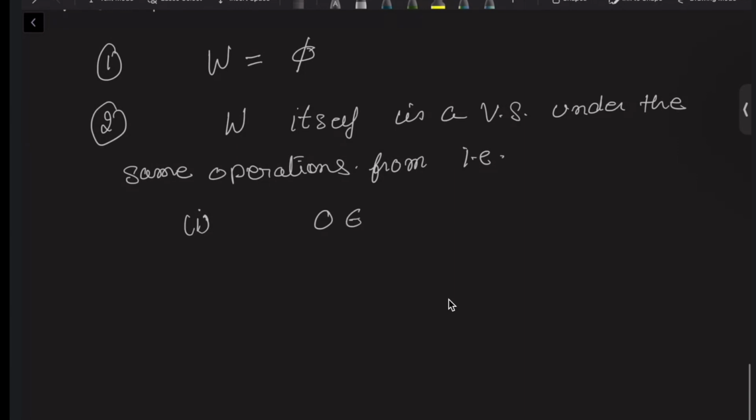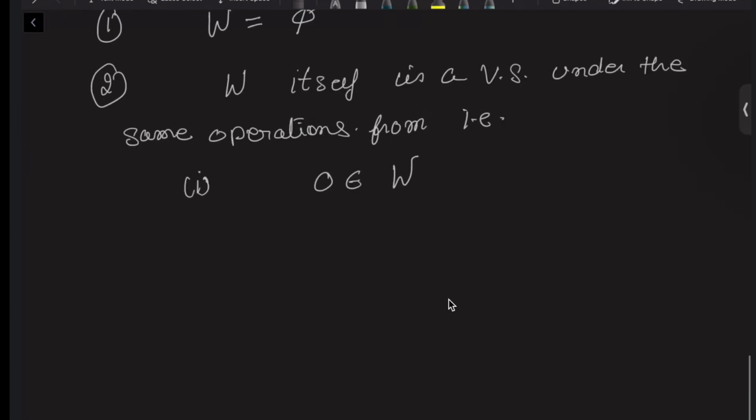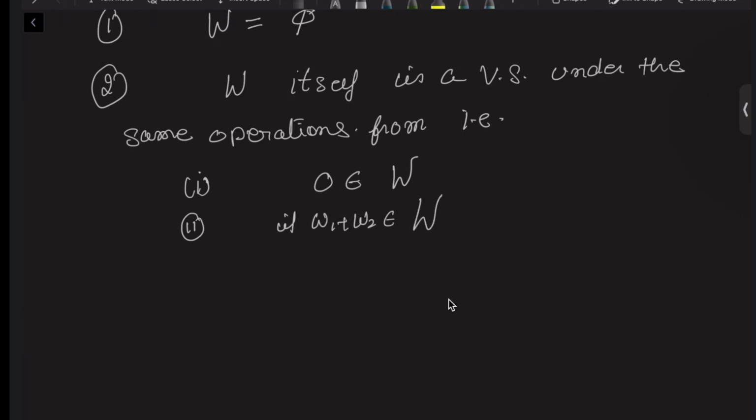So the first one is that the 0 element should belong to my W. The second one is that if W1 plus W2 belong to my capital W, then that implies W1 plus W2 belongs to capital W. It means closure with respect to addition. What does it mean? If I take any 2 elements of the set W and if I add them, or apply the operation plus on them, the result should again be in the set W itself. That is my second condition.